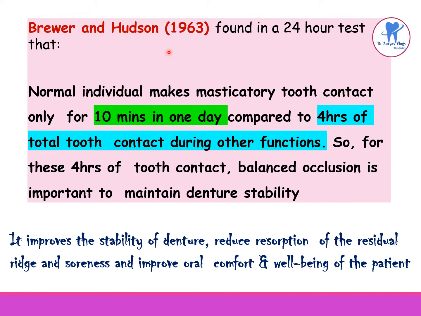Brewer and Hudson in 1963 found in a 24-hour test that a normal individual makes masticatory tooth contact only for 10 minutes in one day, compared to 4 hours of total tooth contact during other functions. So for these 4 hours of tooth contact, the balanced occlusion is important to maintain the denture stability. It improves the stability of the denture, reduces the resorption of the residual ridge and soreness, and improves oral comfort and well-being of the patient.